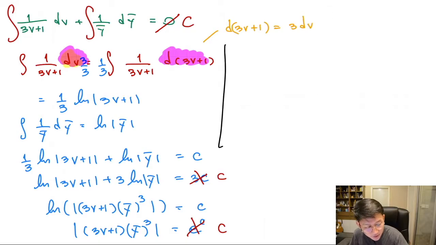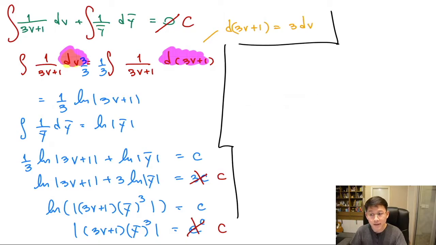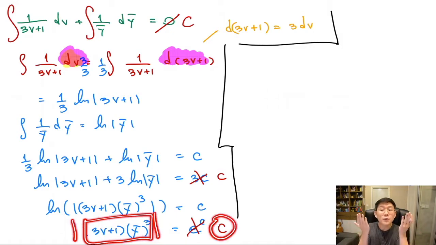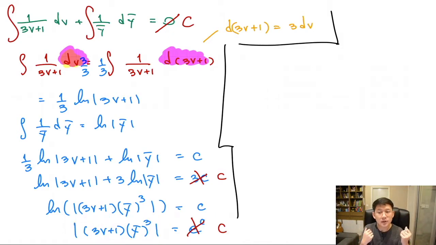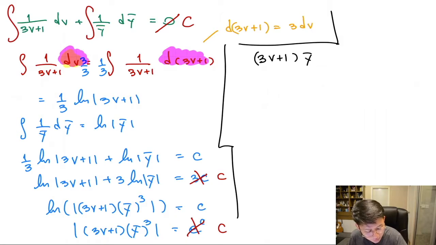And as I told you guys before, if you have things in the absolute, and this equals a constant, you can just remove the absolute, right? If you don't know why, go back to the previous video. I already explained why we could remove the absolute. So here we have 3v plus 1, y bar cubed equals c, right?